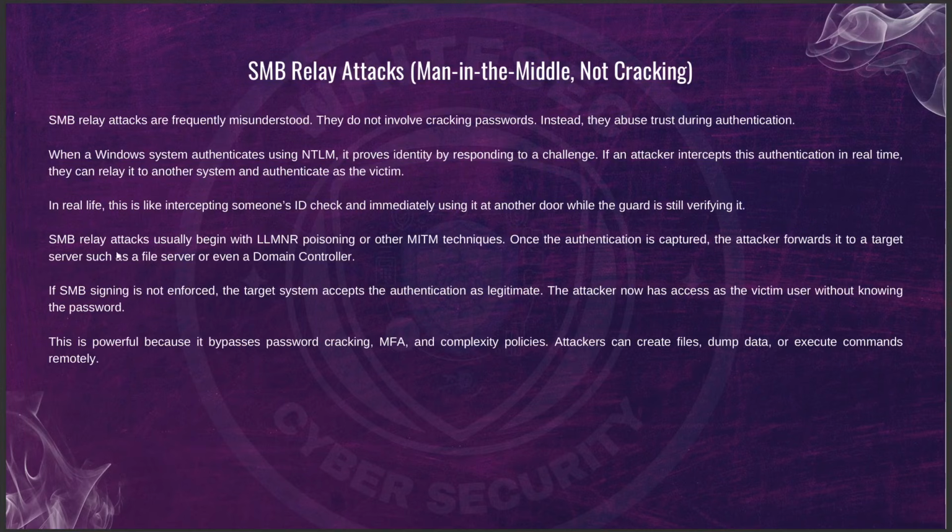SMB relay attacks usually begin with LLMNR poisoning or other MITM techniques. Once the authentication is captured, the attacker forwards it to the target server, such as a file server or even a domain controller. If SMB signing is not enforced, the target system accepts the authentication as legitimate. The attacker now has access as the victim user without knowing the password. This is powerful because it bypasses password cracking, MFA, which is multi-factor authentication, and complexity policy. Attackers can create files, dump data, or execute commands remotely. And we will see about SMB relay attacks as well.